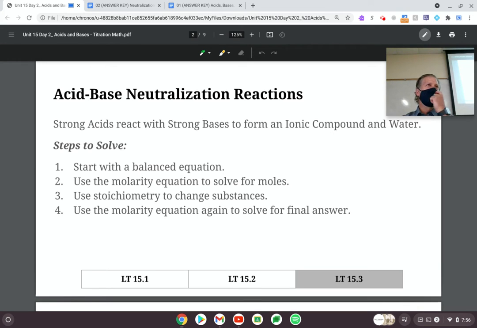But the truth of the matter is, when you mix an acid and a base together, that doesn't happen. When you mix an acid and a base together, what ends up happening is you form an ionic compound and you form water.